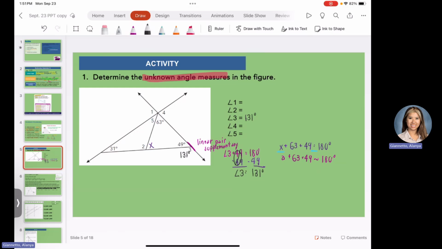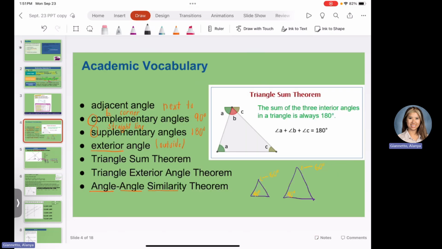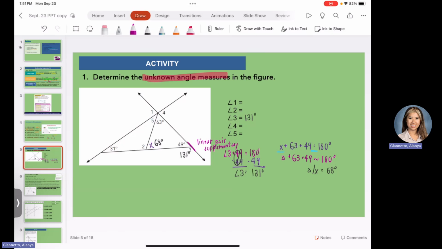And if I put that into Desmos, I should get that A, or angle X, is going to be 68 degrees. So this right here is 68 degrees. We needed that angle to figure out the adjacent angle, the angle that is right next to it, which is angle 2 right here.